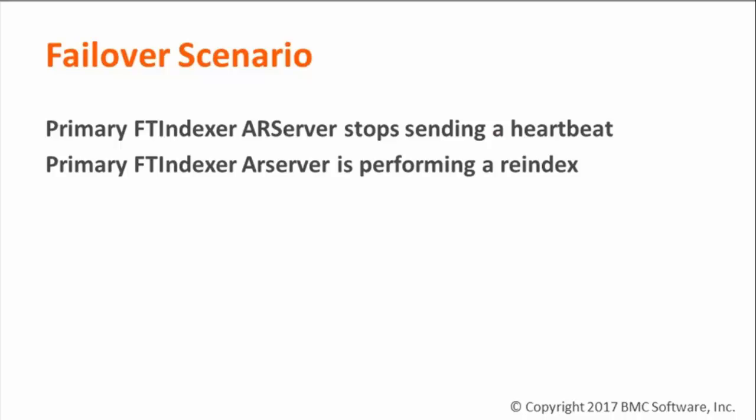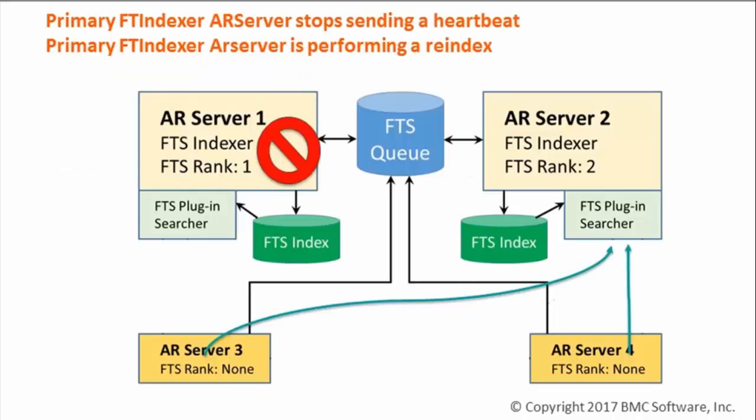The following screenshot demonstrates how FTS fails over automatically. As you can see from the slide, the second FTS indexer automatically takes over and searches are now routed to the server rank number 2 in the server group operation ranking form. Indexing continues normally on the secondary server, and the entries for the first ranked server are stored in the FT pending table and they're processed once the other server is available.